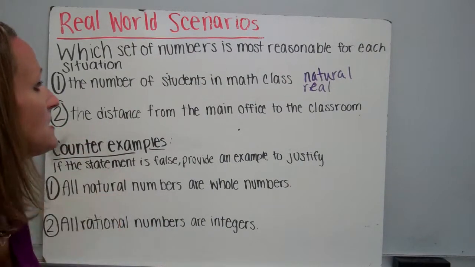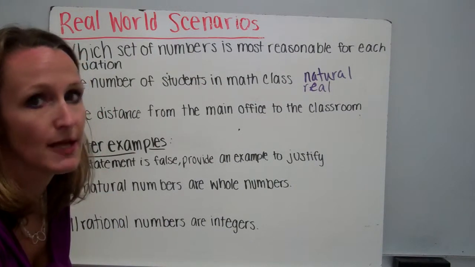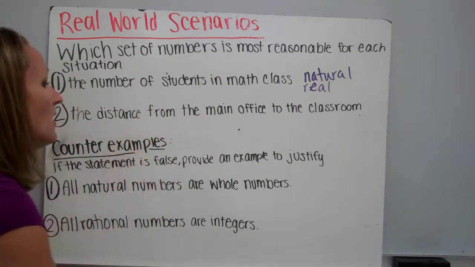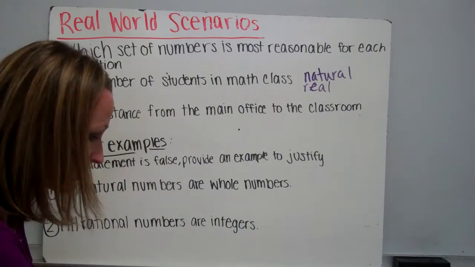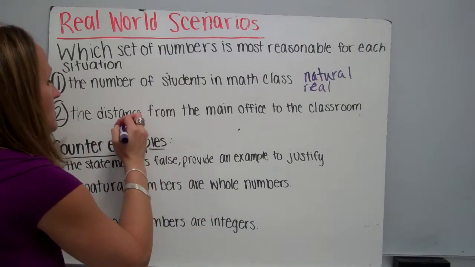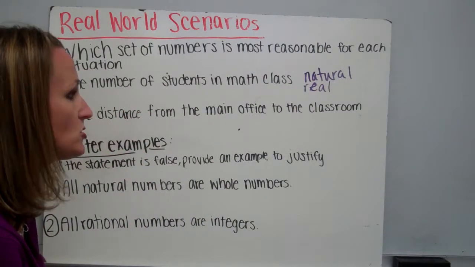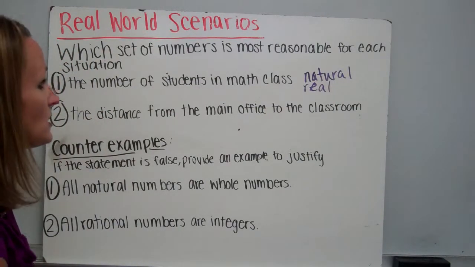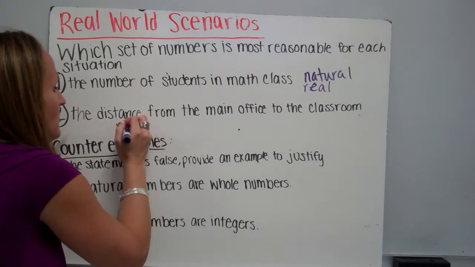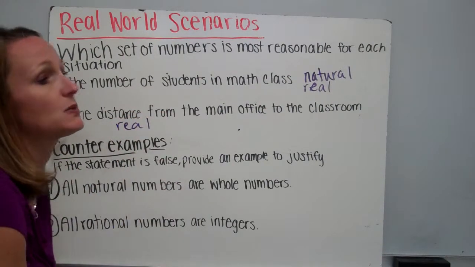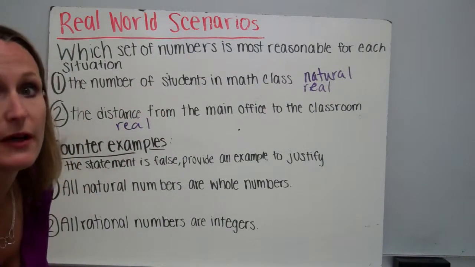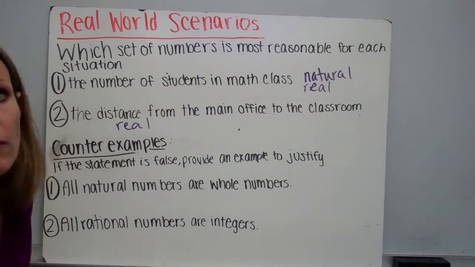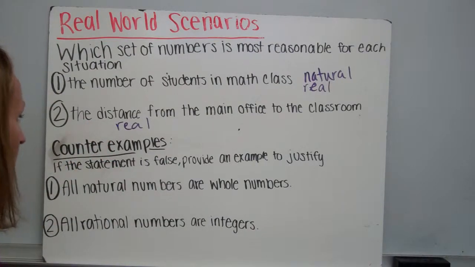What about the distance from the main office to a classroom? Well, it depends on how you want to look at it. But it could actually be any of them. Because if you measured it out, it could be a non-terminating decimal. But it's definitely a real number. So I'm just going to put real because we don't know the distance. It could end up being a decimal. It could end up being a whole number. We're just going to call it real.